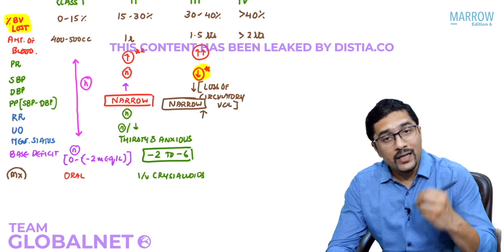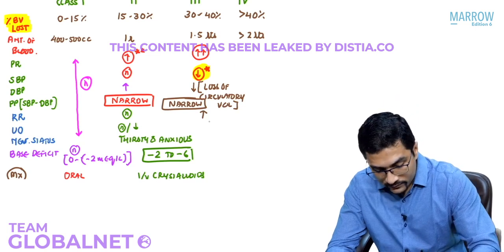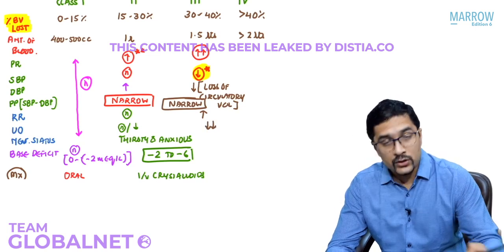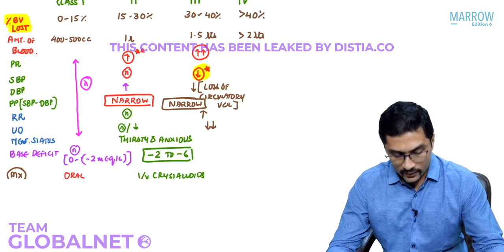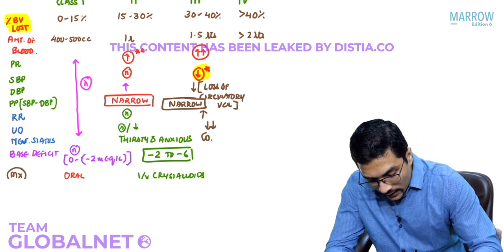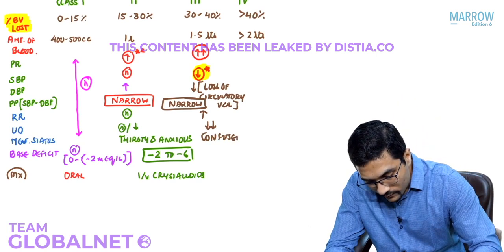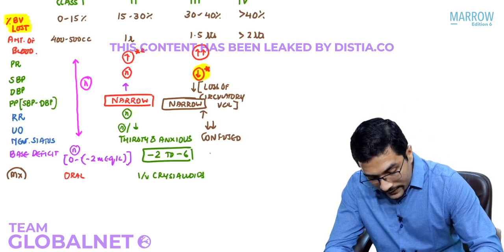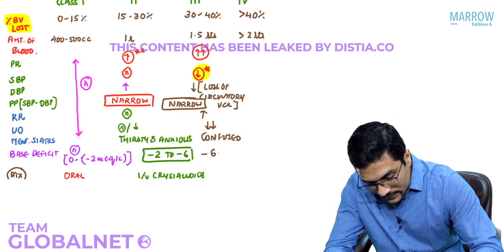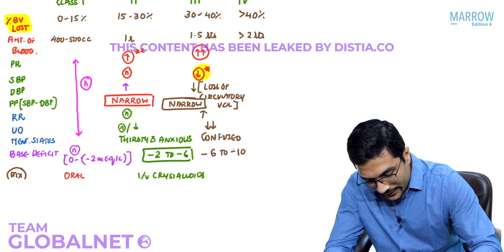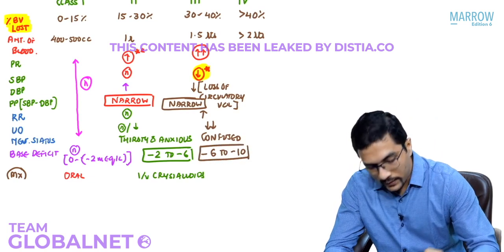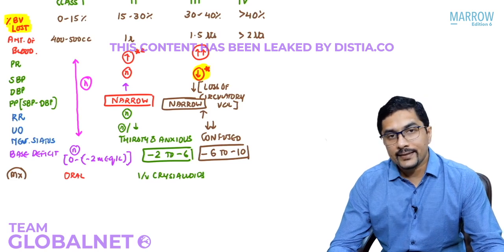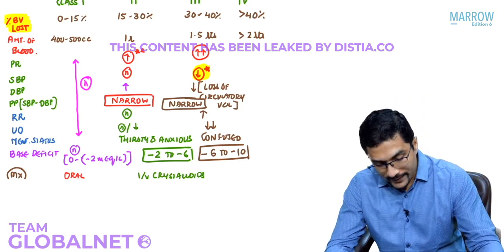Respiratory rate is going to increase. Patient will have tachypnea. Urine output now starts to fall dramatically. Okay. And this patient is now confused. And the base deficit is -6 to -10 milliequivalents per liter.